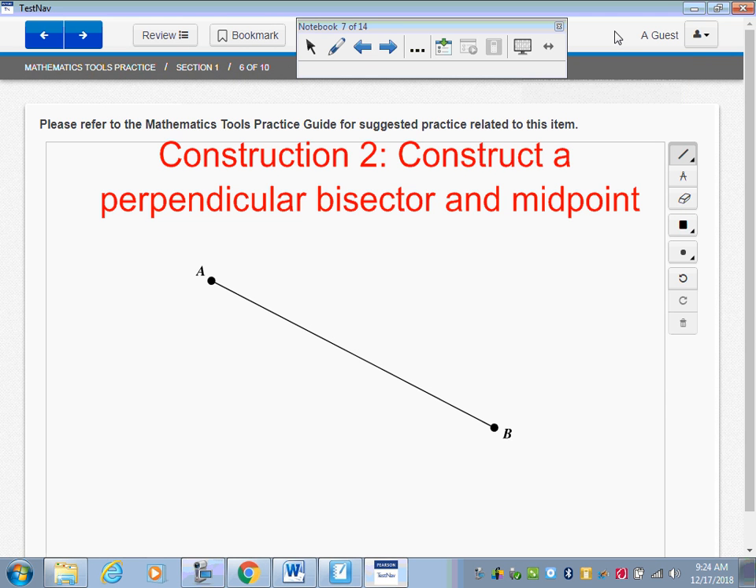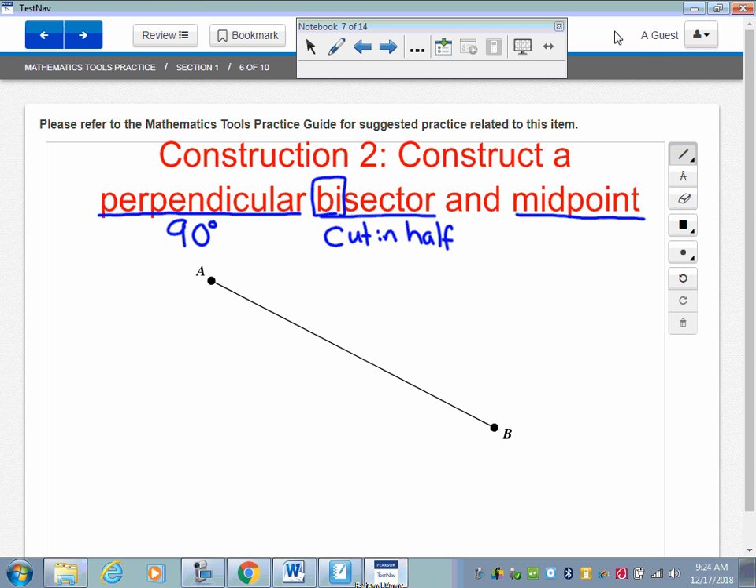Our second construction is where we're going to construct a perpendicular bisector and a midpoint. Before I get started, let's make sure that we remember what these words mean. Perpendicular means we're going to form a 90-degree angle. Bisector means to cut in half. Remember that prefix bi means two, so we're cutting into two equal parts. And midpoint should be pretty self-explanatory. Again, it's to cut in half, or it's the halfway point, or the midway point.